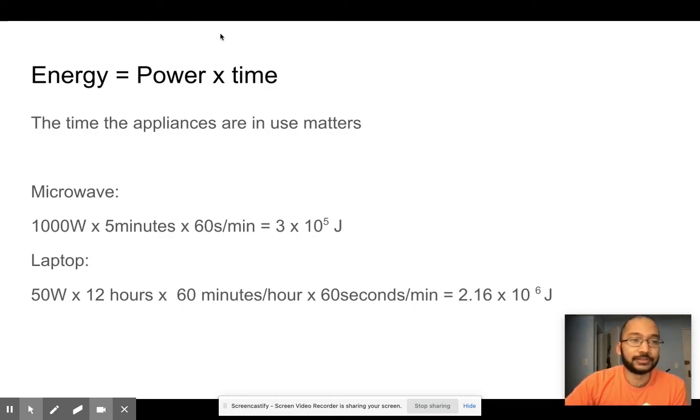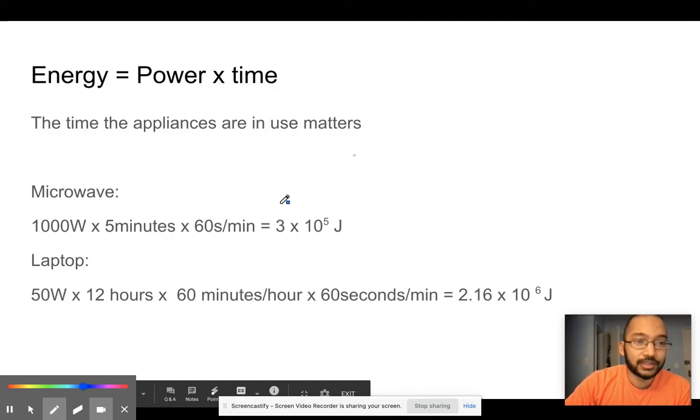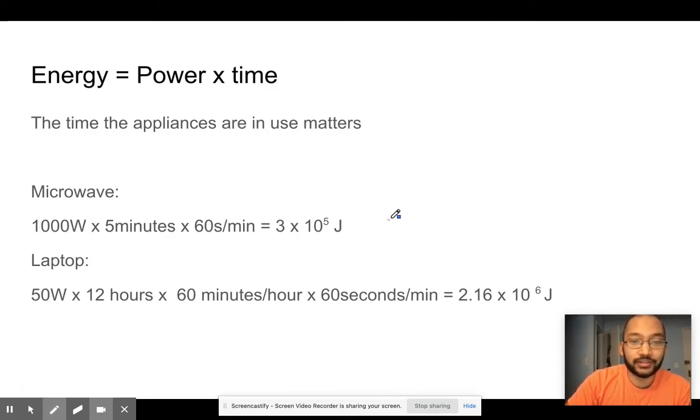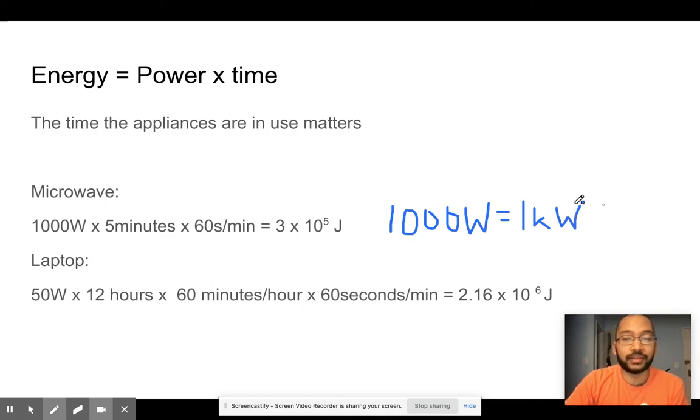So I didn't write this out on my slide, but to figure out the kilowatt hours, you'd basically need to know this 1,000 watts. It's probably easiest to convert it to kilowatts. So 1,000 watts is 1 kilowatt. And then you multiply it by the hours. So 5 minutes is 1/12 of an hour.